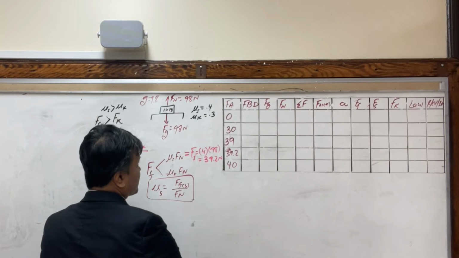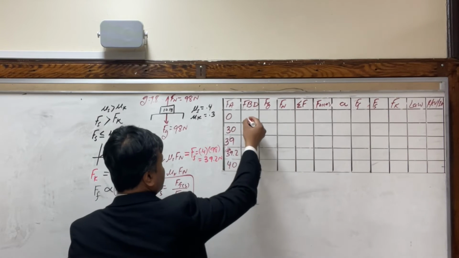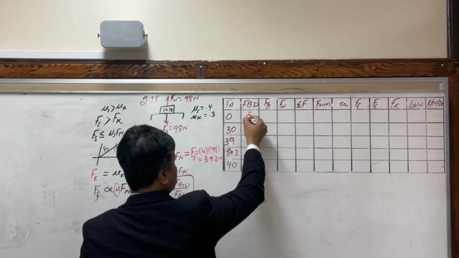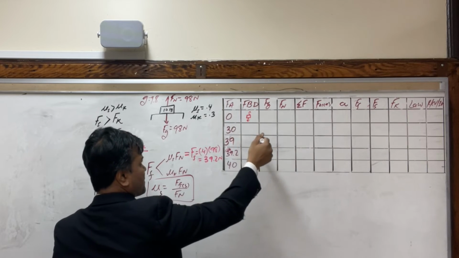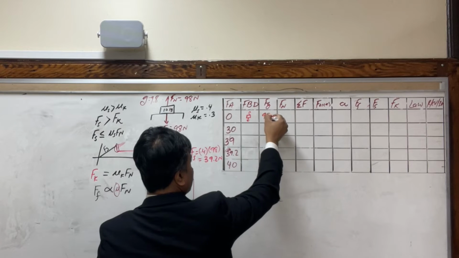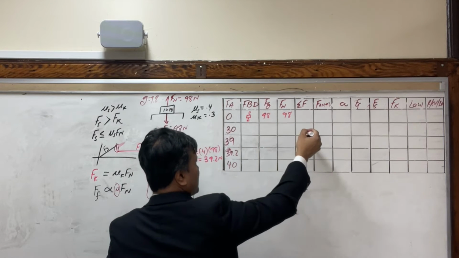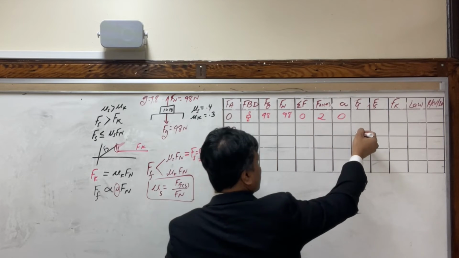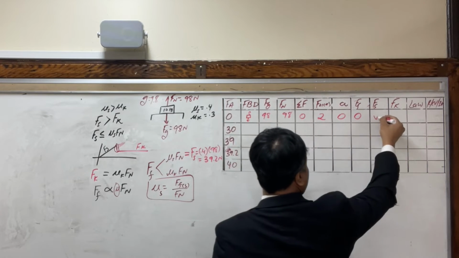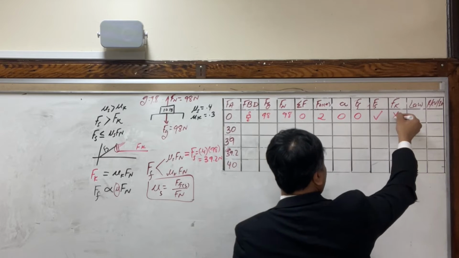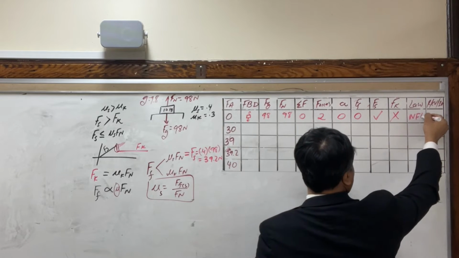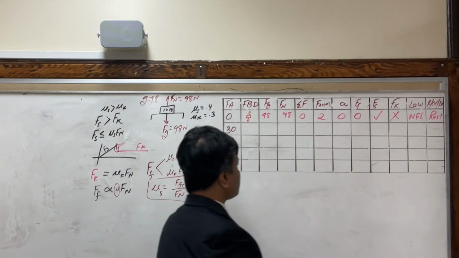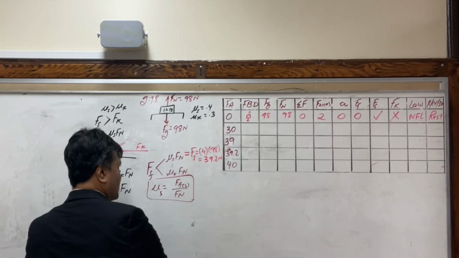What are you going to get? All right, free body diagram. You have two forces in the y direction. They're equal in magnitude, opposite in direction: 98, 98. The net force is 0. Total forces acting: 2. Acceleration is 0. Force of friction is 0. Static, yes. Kinetic, no. Law, Newton's first law. And of course, the object is at rest. Now we're going to do the second one.